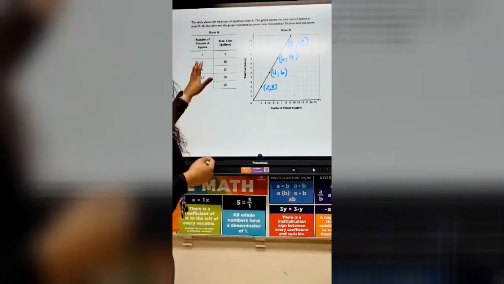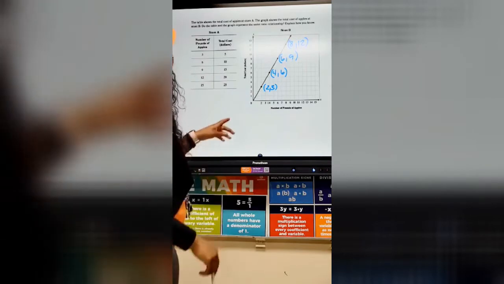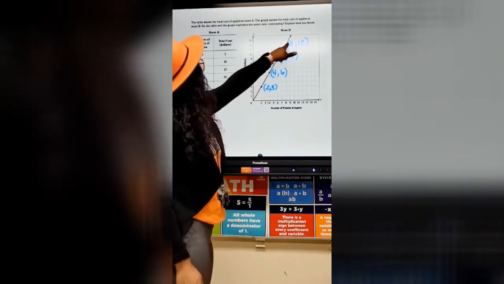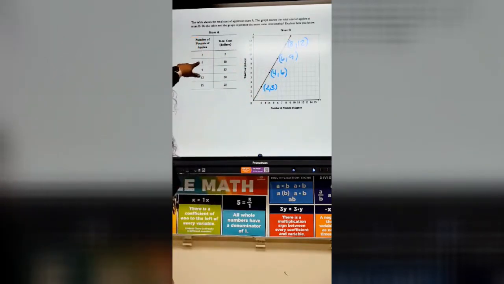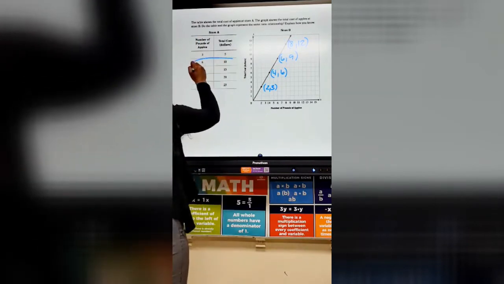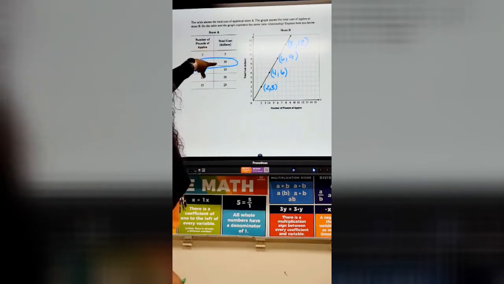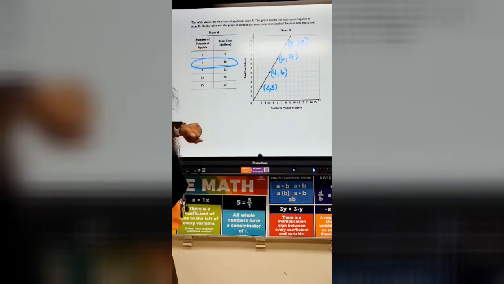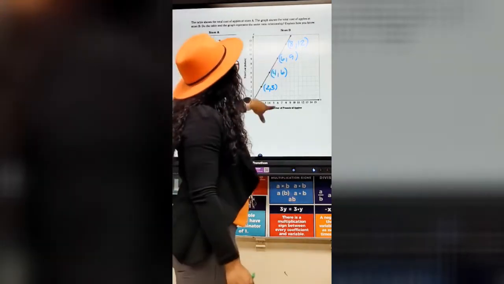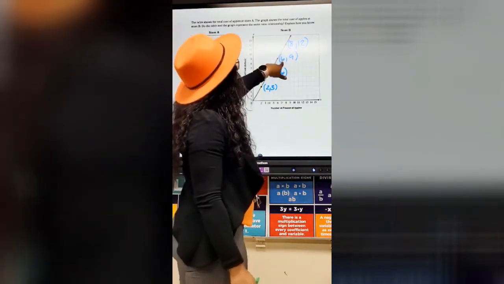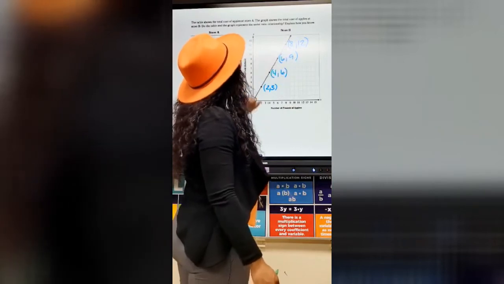So what we're trying to determine is if these are equivalent. So I look for 2, 4, 6, 8, any of those numbers to be represented. Right here, I have 6 and 10. So the number of pounds of apples is 6, and its total cost at store A is $10. So over here I have 6 pounds of apples at store B, and the cost is $9.